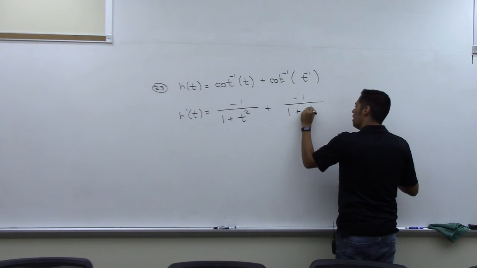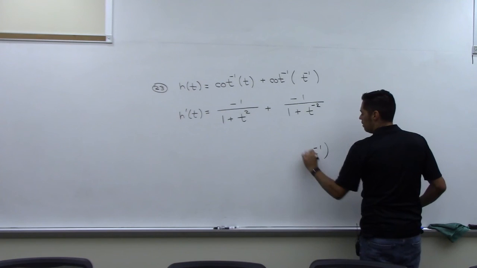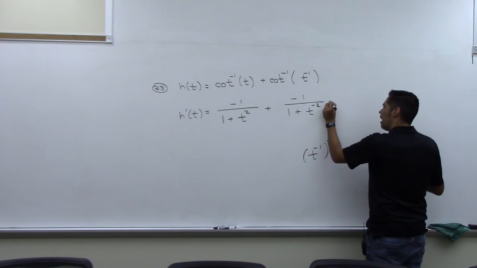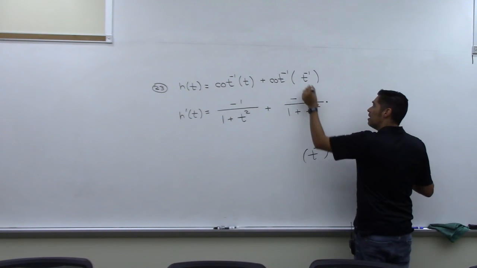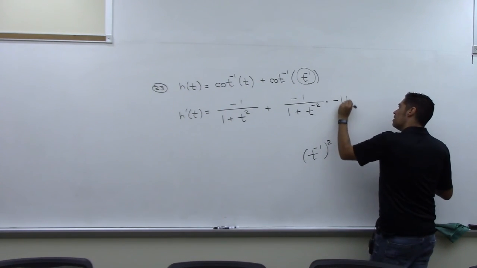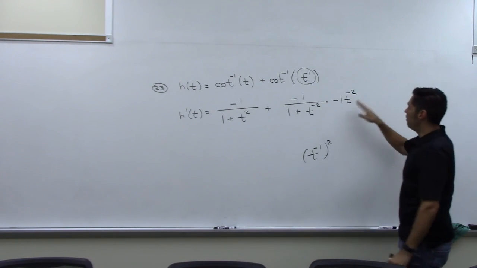Now be careful with that. That's t to the negative 2. Because t to the negative 1 squared, you multiply the exponents, you get negative 2. But be careful, I have to do chain rule times the derivative of what's in here. Derivative of what's in there is negative 1t to the negative 2. So I bring the power down, subtract 1 from the power, I get that.